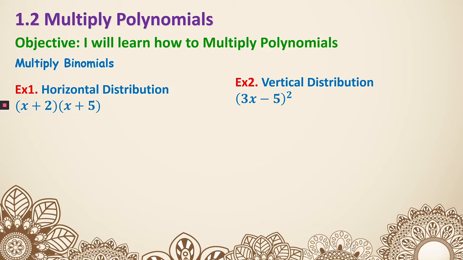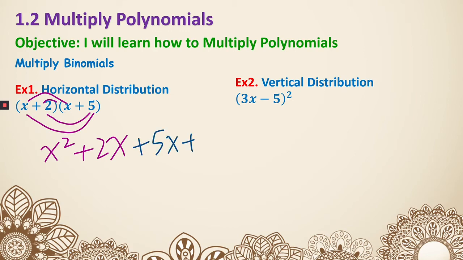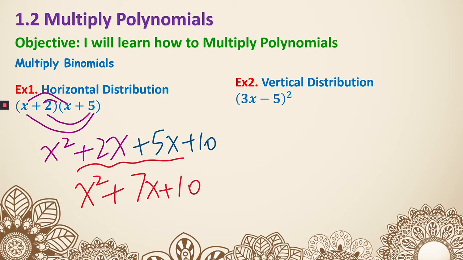Multiply binomial. I will show 4 different methods. First, horizontal distribution. So let's start with drawing some lines. The x goes with the x, the 2 goes with the x, and then the x goes with the 5, and the 2 goes with the 5. For x going with x, we get x squared. Then 2 with x, we got 2x. The bottom ones, x with 5, we got 5x. Then 2 with 5, we got 10. And we just need to combine like terms. So x squared plus these two can be combined, 7x, and plus 10. That is horizontal distribution. Just draw these lines, indicate to yourself.